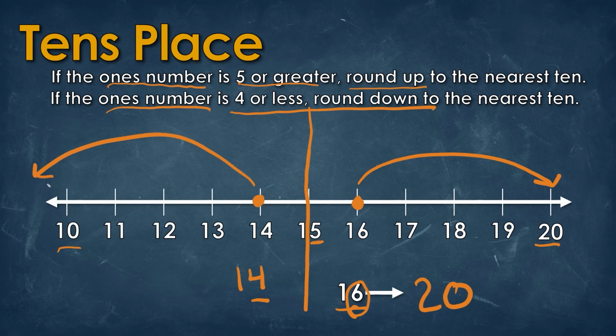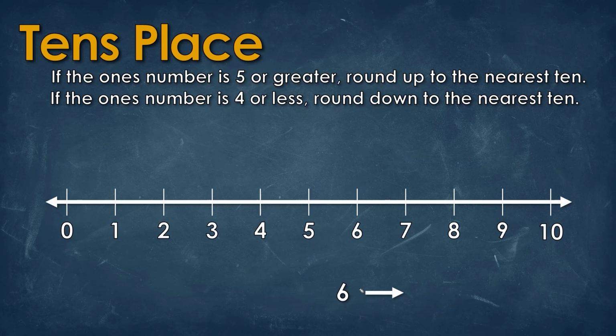Okay, so let's take a look at another example here. For this one, we're going to take a look at the number 6. Well, we have 6. We don't have a number in front of it, right? We don't have a 1, 2, 3, so this is just the ones place. Okay, well, we know that by our rules that if the ones number is 5 or greater, we round up. And if the ones number is 4 or less, we're going to round down.